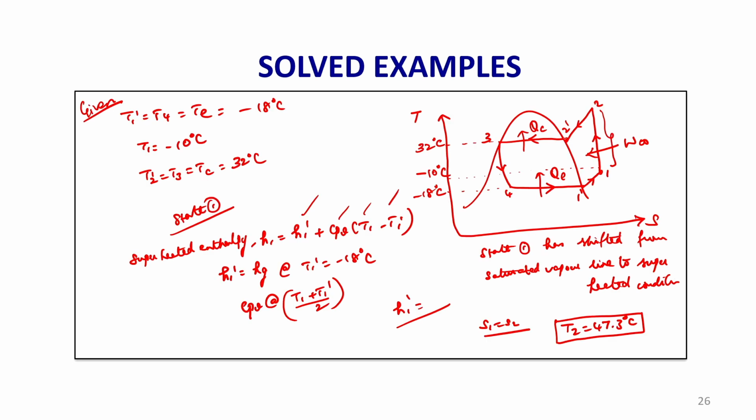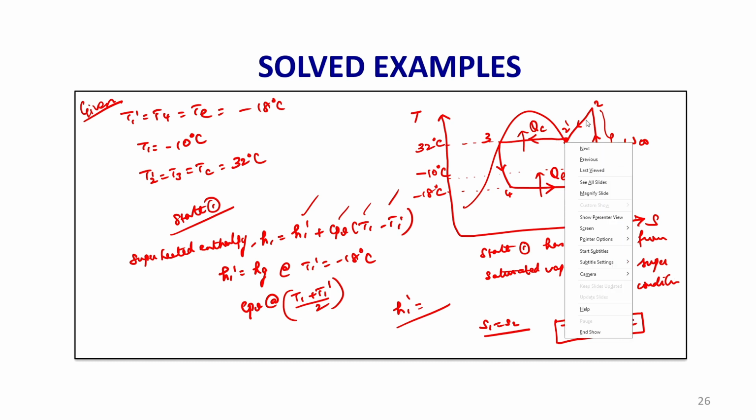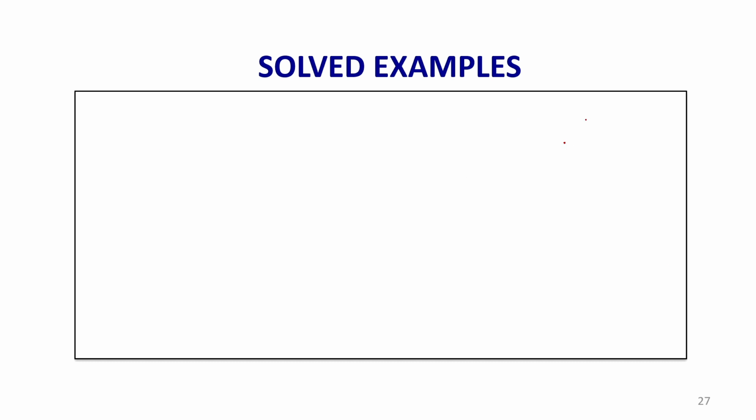And similarly how to find H2? Superheated enthalpy H2, like the previous one, is equal to the corresponding saturated enthalpy plus Cp of vapor into T2 minus T2 dash.